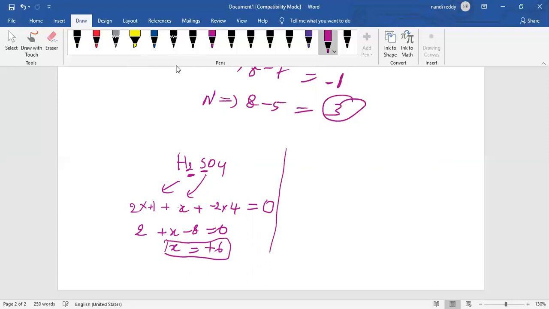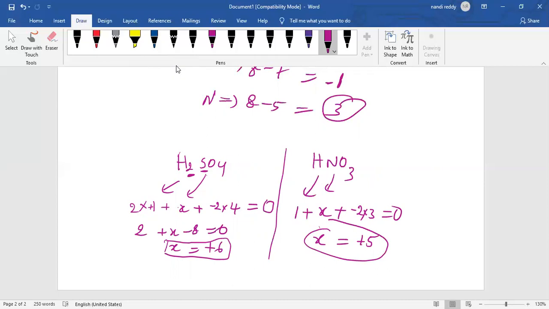Then similarly you can try HNO3. Here hydrogen is +1, as already discussed, plus nitrogen, which I don't know, so x, plus oxygen -2 into 3, equal to 0 because there is no charge. Then x equals +5. By solving this we get +5. So this is the way we calculate oxidation numbers.